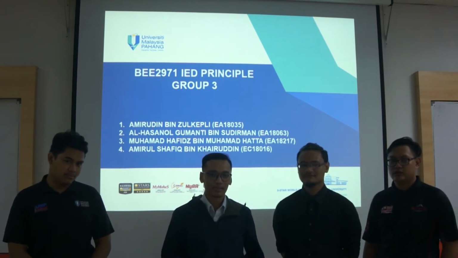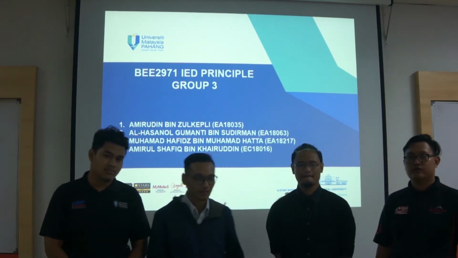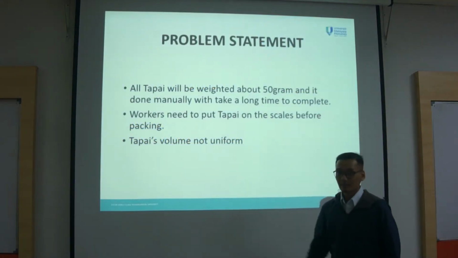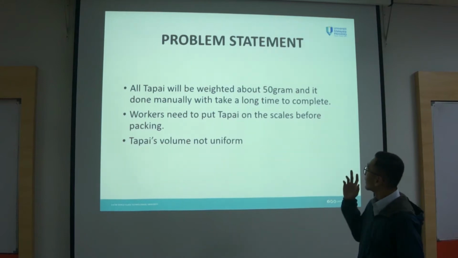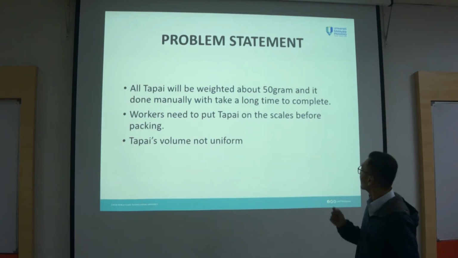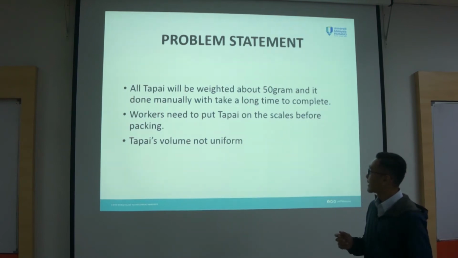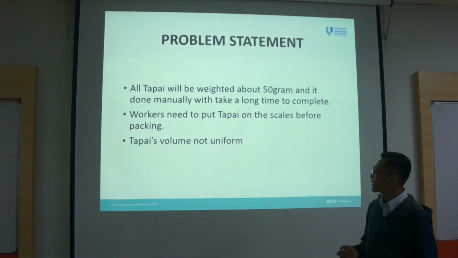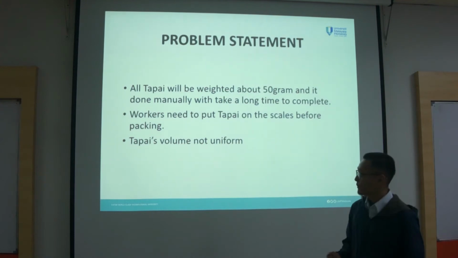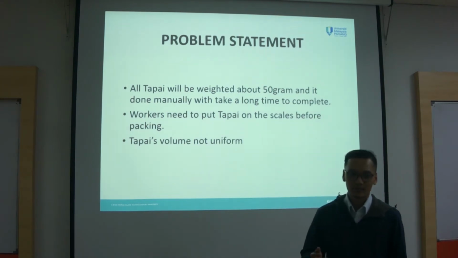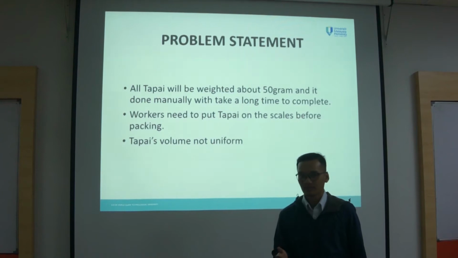We want to present our project title, which is Tapai Maker. This is the problem statement. First, all tapai will be weighed about 50 grams, and if done manually, it will take a long time to complete. Second, workers need to put tapai on the scales before packing. And the third problem is that tapai volume is not uniform, so it has a different weight.